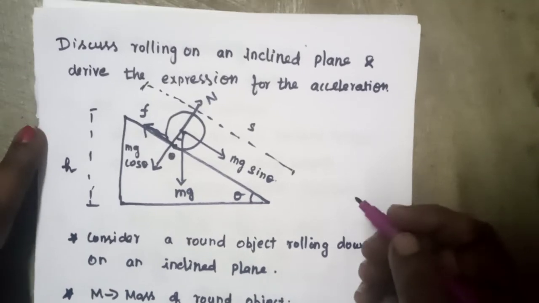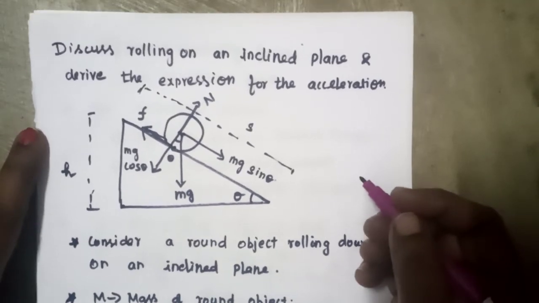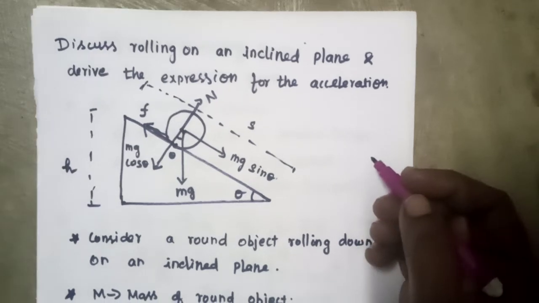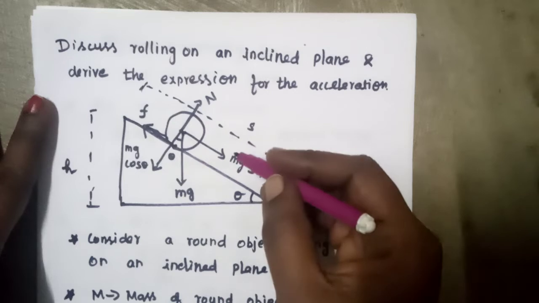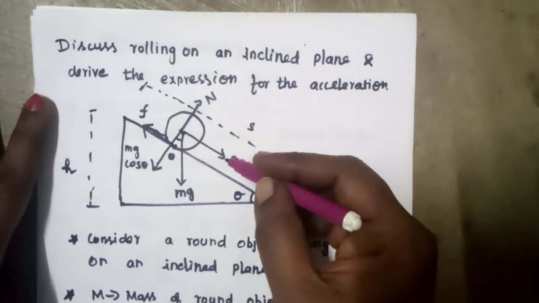Hello children. Today we'll discuss the rolling motion of an object on an inclined plane, and we are going to derive the expression for the acceleration. Now let us consider a round object. A rolling motion means it is the combination of the translational motion as well as the rotational motion.